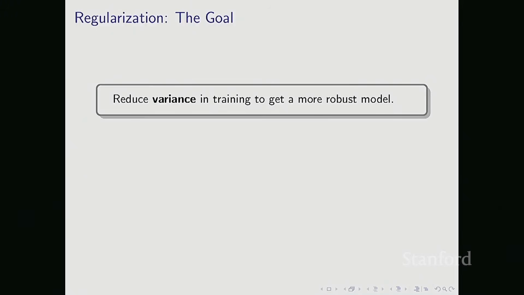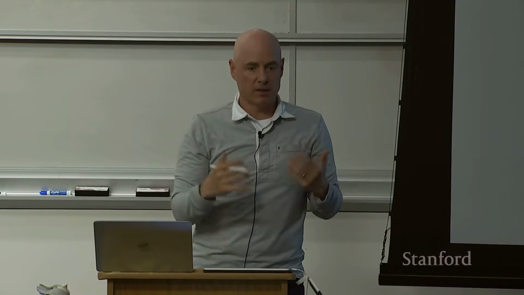We're going to allow it to put in a little bit of bias, potentially, to get a more stable model, because our error is going to be a sum of those terms. The win is: if bias goes up by a smaller amount than variance comes down, then we would consider regularization a win.